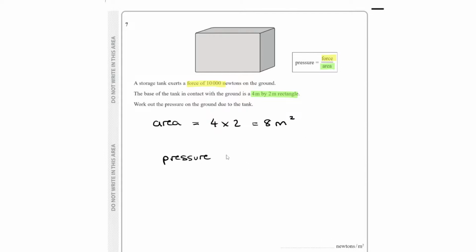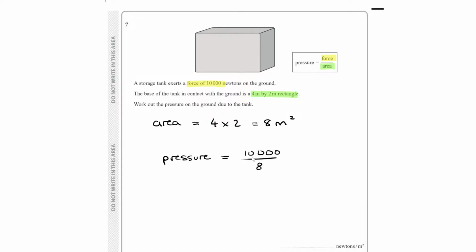So we've got force is 10,000 and the area is 8. Now, obviously I need to actually work out what that is. You can use bus stop division, but dividing by 8 is the same as when you divide by 2, divide by 4, 8, 16, and so on. It's basically just half it to divide by 2, half it again to divide by 4, half it again to divide by 8. So you could just half it 3 times. Or you can use bus stop if you want to stick to the same method.